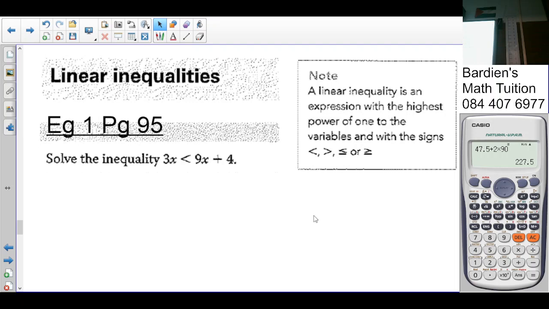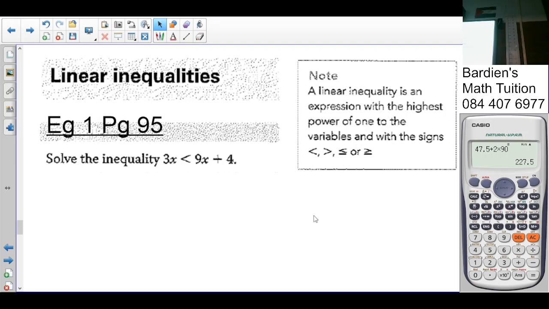Thanks for the reminder. Now we must first do geometry. Right, note: a linear inequality is an expression with the highest power of 1 on the variable and with the signs greater than, less than, or greater than or equal to, or less than or equal to. Linear basically means that the highest exponent on the variable is 1.